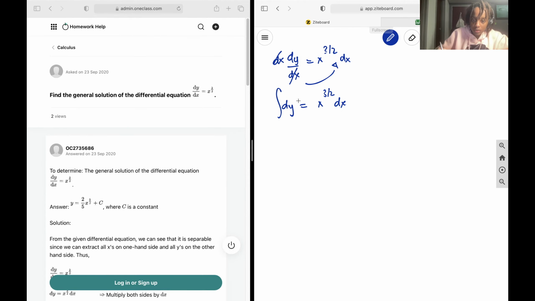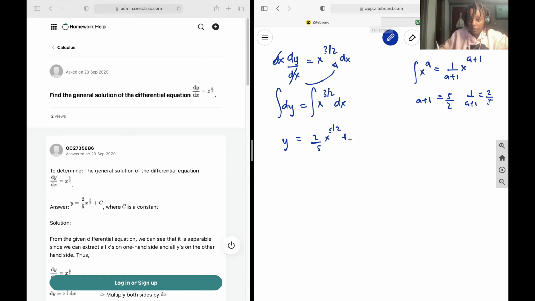And then you're going to want to integrate both sides, and this becomes y is equal to, recall that the integral of x to the power of a is 1 over a plus 1, x to the a plus 1. In this case, a plus 1 is equal to 5 over 2, so 1 over a plus 1 is equal to 2 over 5. So it becomes 2 over 5 x to the power of 5 over 2, plus c, because it did not have any integration bounds, and that becomes our final answer.